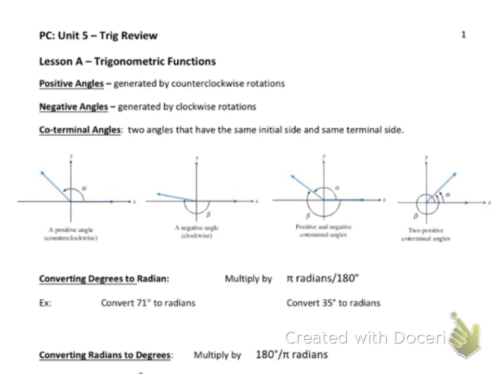So what we want to talk about now are also these types of angles: positive angles, negative angles, coterminal angles. If you look at this first one here, there's a little a, alpha. That is a positive angle A. As an example, that angle A could be like 135 degrees, something like that.